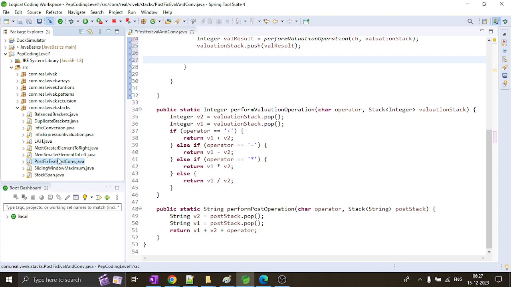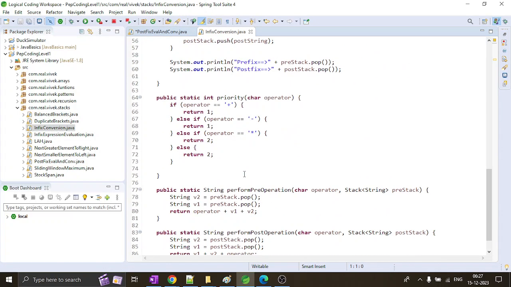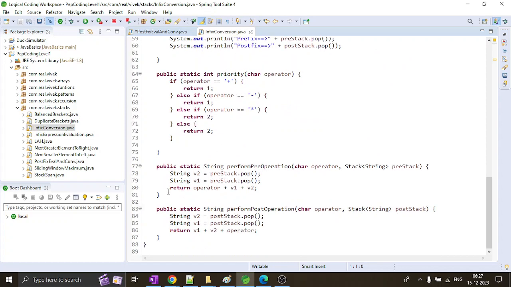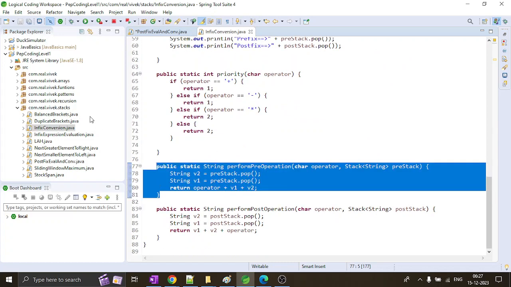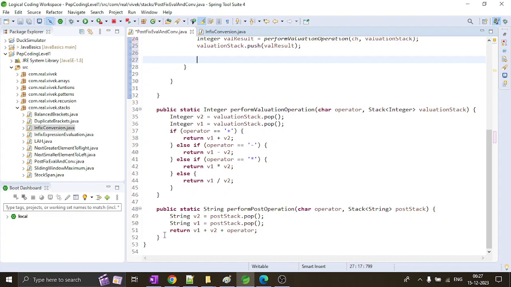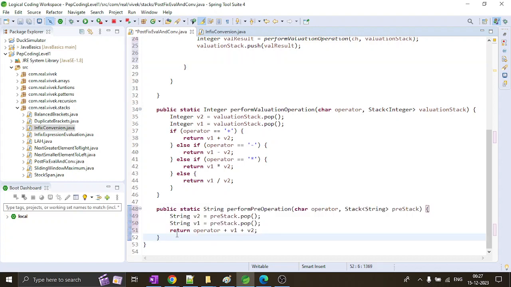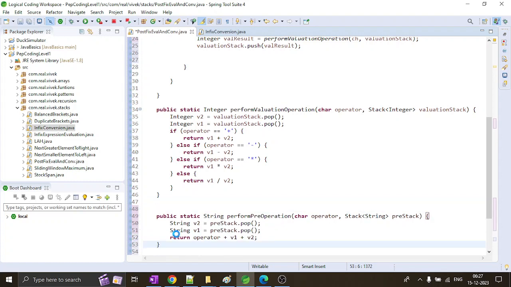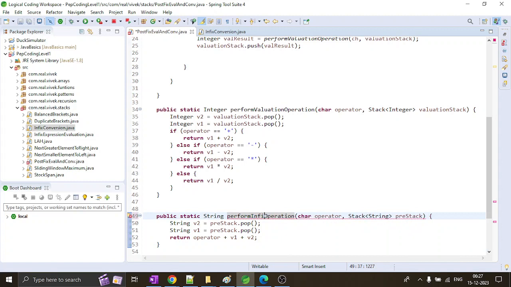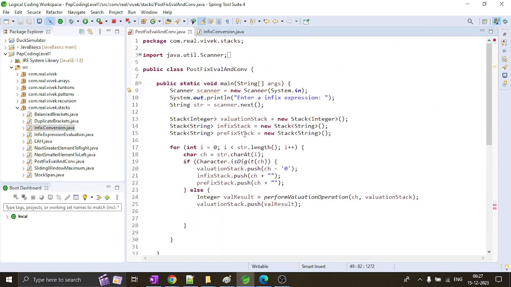The last question that we did was infix to prefix conversion, and this is the question that we are doing now. So we'll have logic for pre here, and we'll have to convert that to pre and infix also, right? So that is the valuation stack. Let me write the logic for the infix operation. For the infix operation, we get the infix stack here. What's the name of the stack? Infix stack, right?